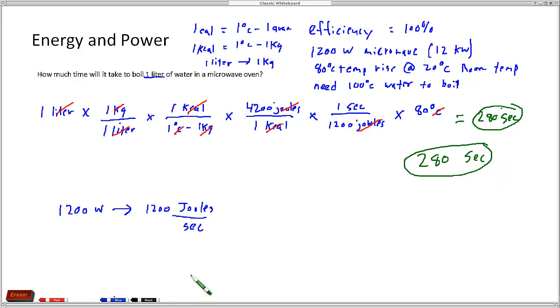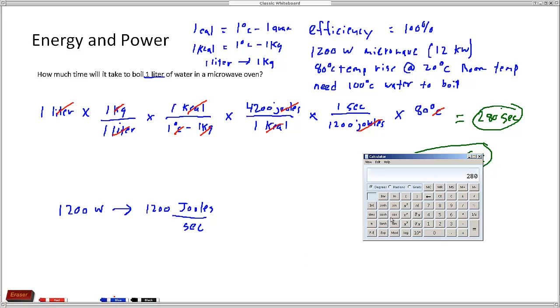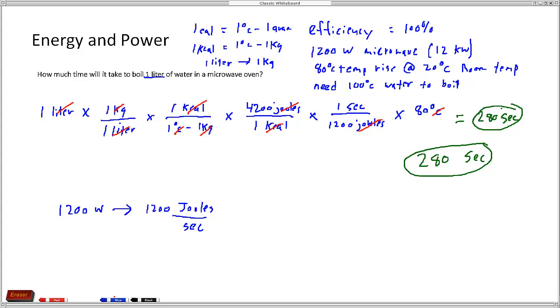Now, let's find out how many minutes that is. So if we take 280 seconds and divide it by 60 seconds in a minute, that gives us 4.6 minutes, which is our answer in minutes. So that's it.